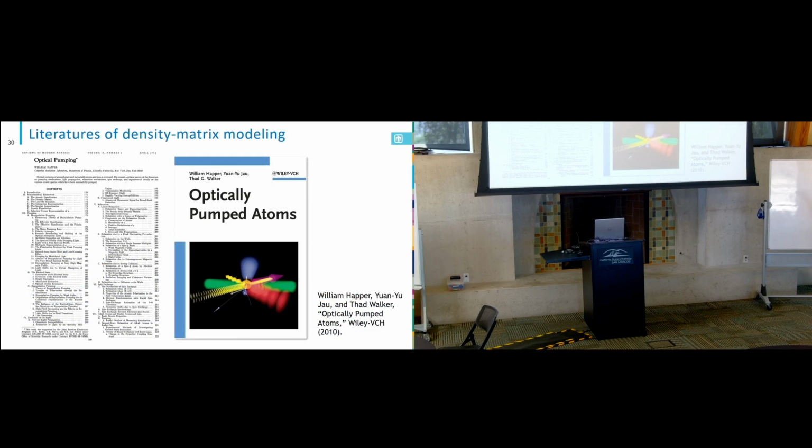Just for your information, if you are interested in the detail of the vapor cell physics, I would recommend you look at this paper published in 1972, I think. This is published in Reviews of Modern Physics, or this book. They talk about how we actually calculate the complex atomic system, like a vapor cell.